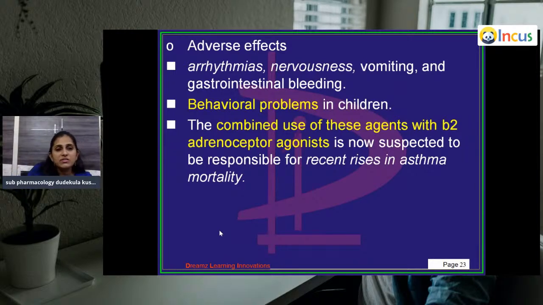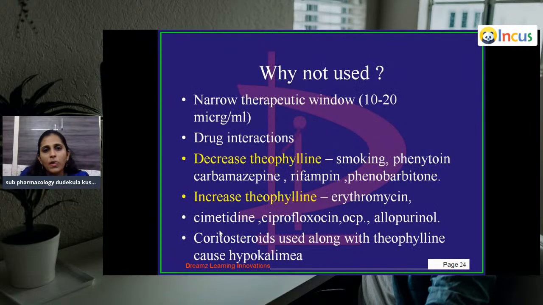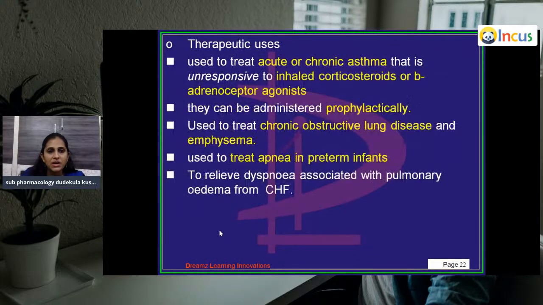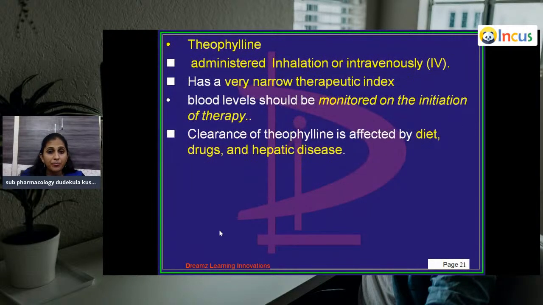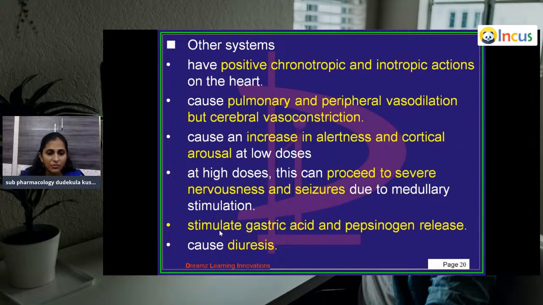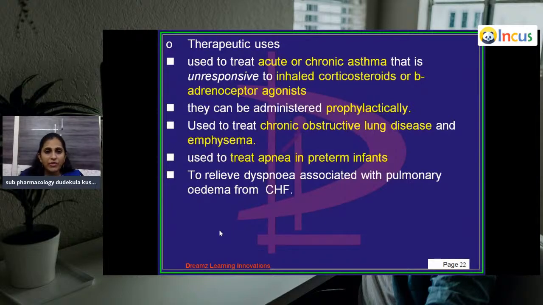Adverse effects: it causes arrhythmias, nervousness, vomiting, gastrointestinal bleeding, and behavior problems in children. These drugs are generally combined with beta 2 agonists, and this is now suspected to be responsible for the recent rise in asthmatic mortality. Why are these xanthines not used? Because of the narrow therapeutic window. What does that mean? To produce a therapeutic effect, you require 10 microgram per ml. A slight increase of this drug leads to adverse effects. It causes arrhythmias, nervousness, gastrointestinal bleeding, vomiting, and it also stimulates the medulla. I already told you it causes nervousness and seizures because of medullary stimulation. All these are the adverse effects, so we have to use it very carefully.